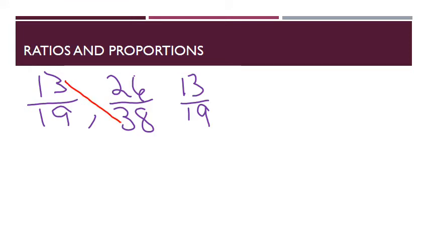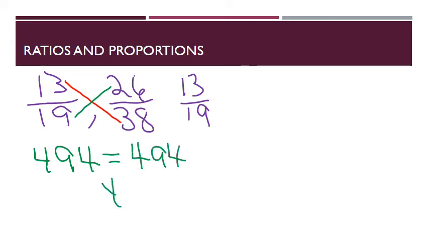I'm going to multiply 13 times 38, and I'm going to multiply 19 times 26. So 13 times 38 equals 494. You can follow along on your calculator if you wish. And then when I multiply 19 times 26, hey, guess what? It's also 494. And so, yes, these are equivalent.